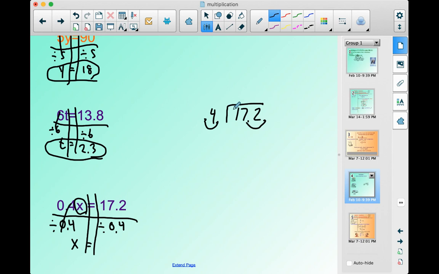Okay, 4 does not go into 1. It goes into 17 4 times. 4 times 4 is 16. Subtract and get 1. Bring down the 2. 4 goes into 12 3 times exactly with nothing left over. So I get the number 43. Okay, so x equals 43. We check that. 43 times 0.4 would give you this number.